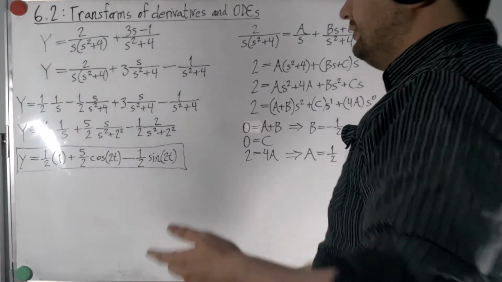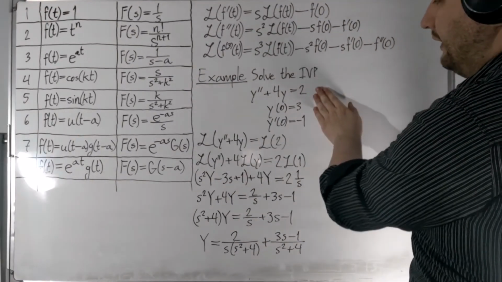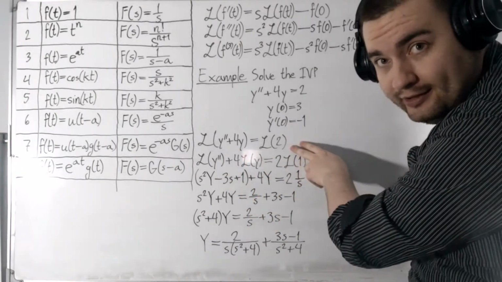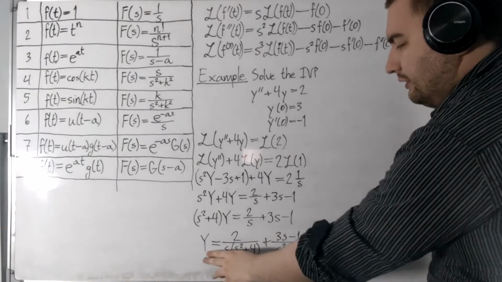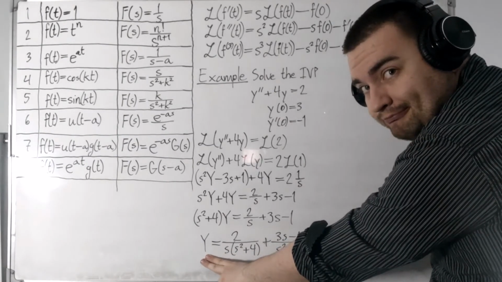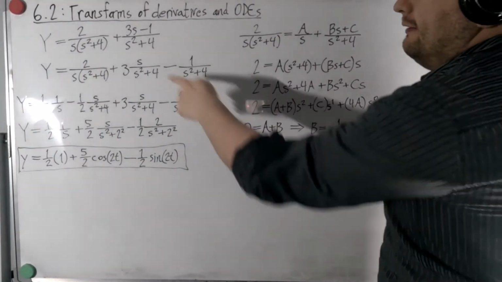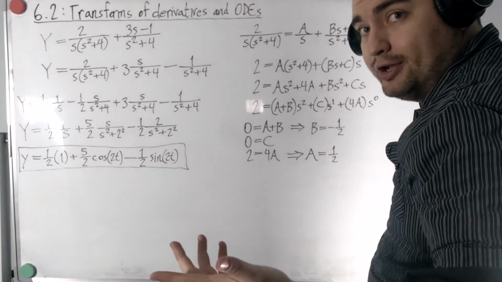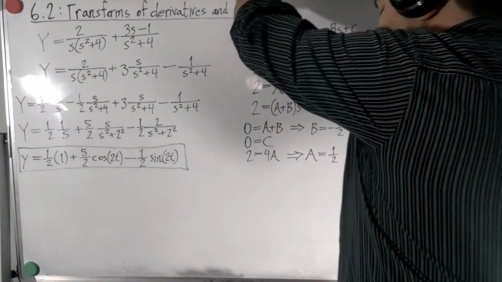So that's how the Laplace transform method works. You have an initial value problem. You take the Laplace transform of both sides. That gives you an equation that you can solve for the Laplace transform of the solution. And then your task is to find the inverse Laplace transform of that. And then you're done.